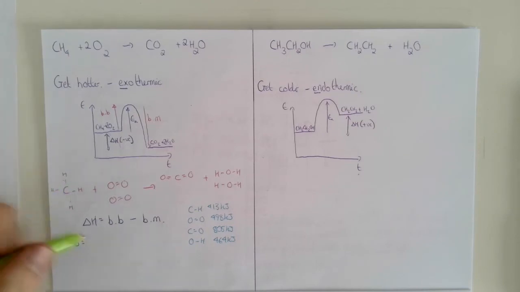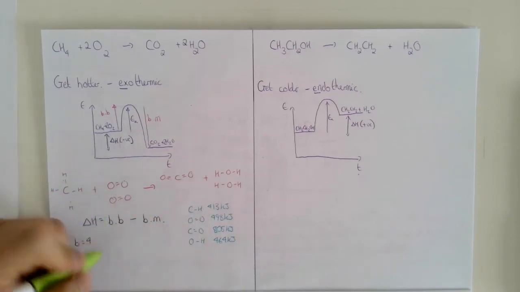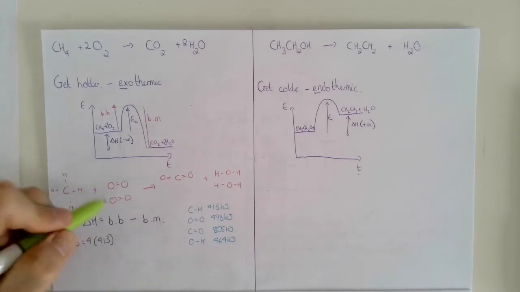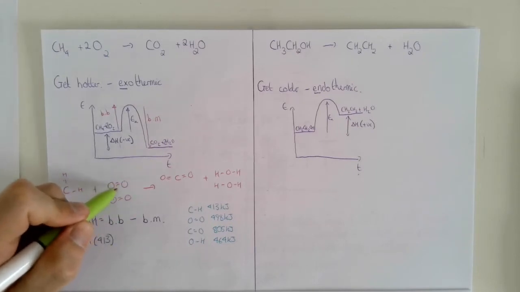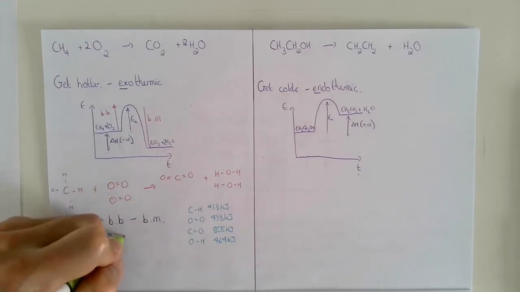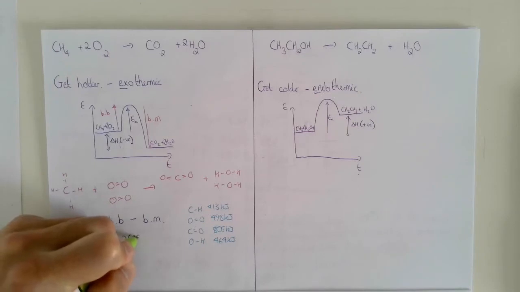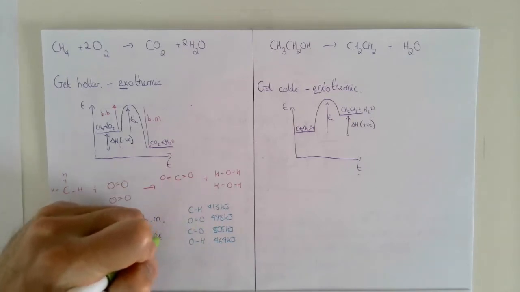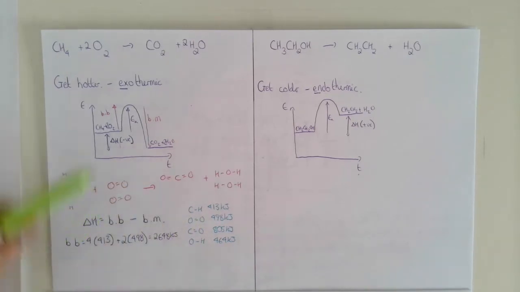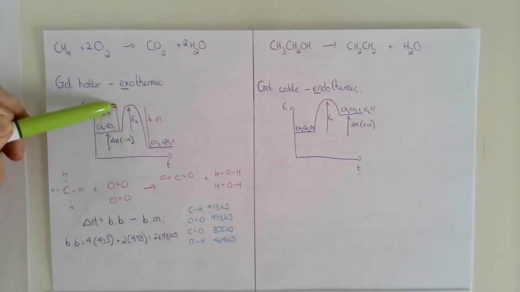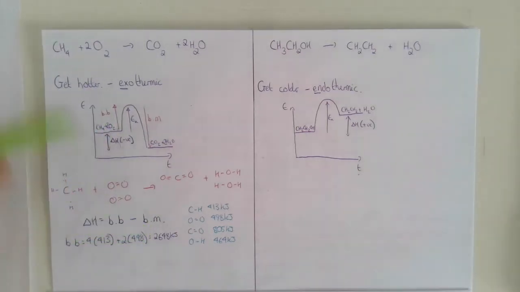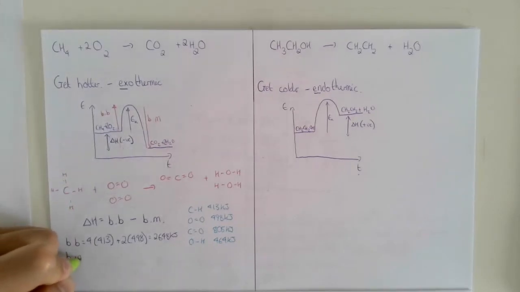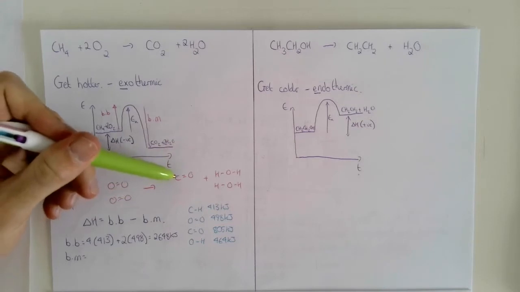So 4 CH bonds are being broken, so 4 lots of 413, and 2 oxygen to oxygen double bonds, which would be 498. So 2 lots of 498. If I add that up on a calculator, it gives me 2,648 kilojoules. So the amount of energy to get up to there is 2,648 kilojoules.